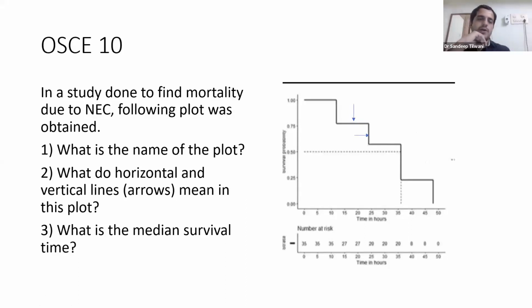Coming to the last question. In a study which was done to find the mortality due to NEC, this was the plot that was constructed, which you could see on the right. Again, the questions are: what is the name of this plot? What do the horizontal and the vertical arrows which I have shown here signify in this plot? And what is the median survival time?